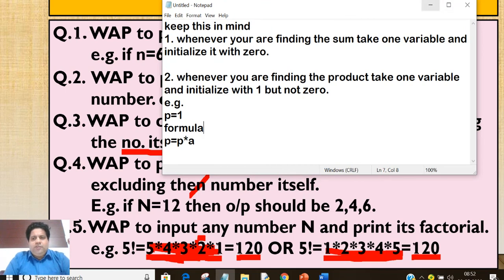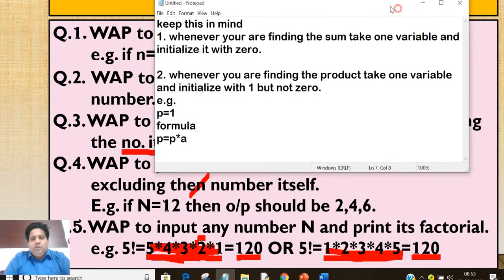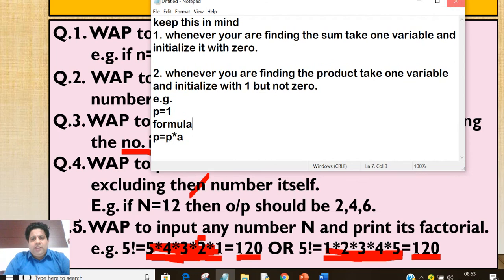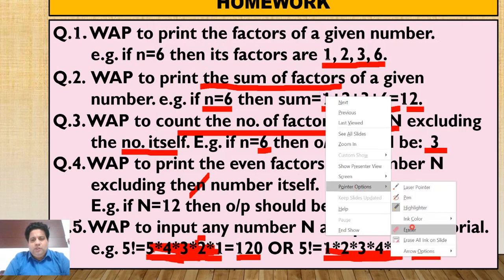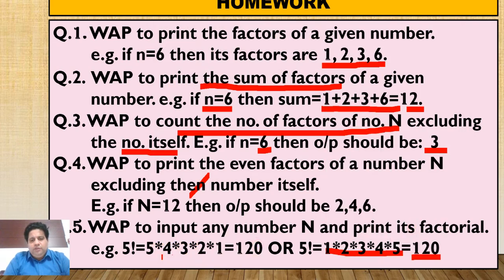So these are the 5 programs that you have to do on your own. You have to practice it on your own in rough copy. Don't do it in fair copy. Okay? Don't do it in fair copy.